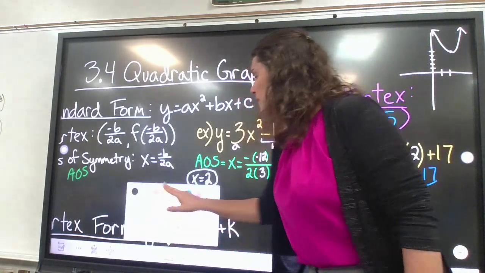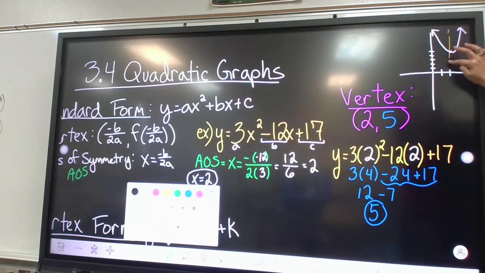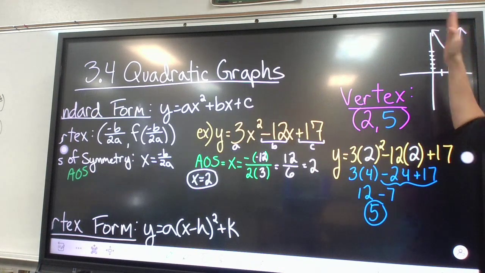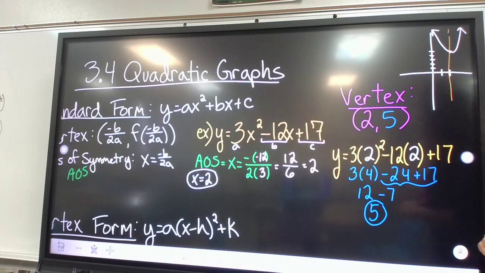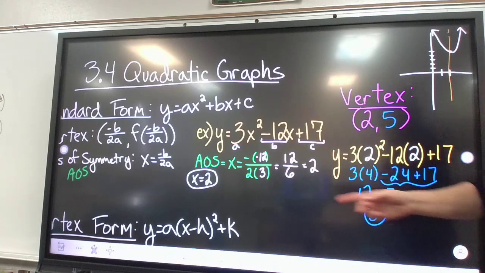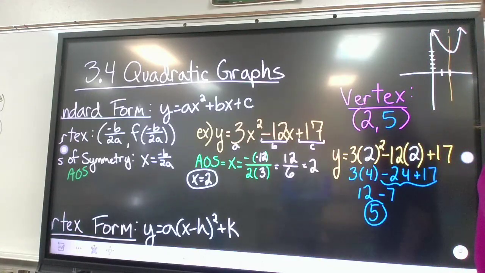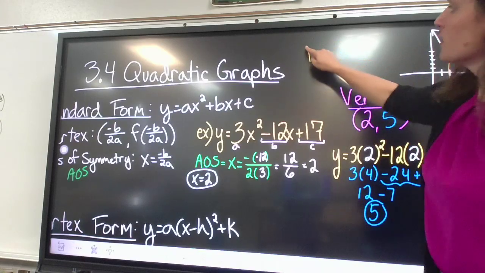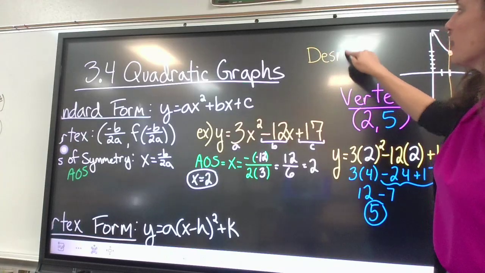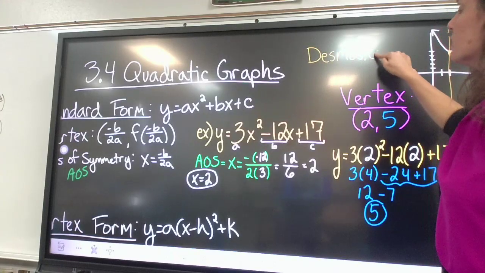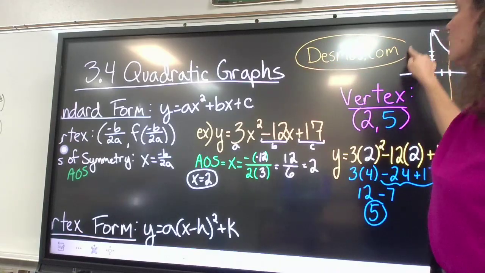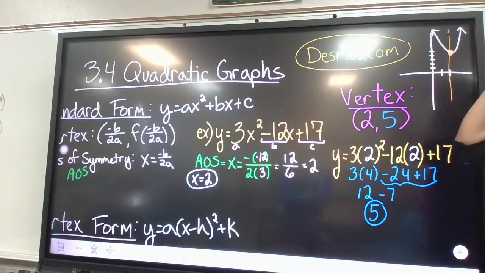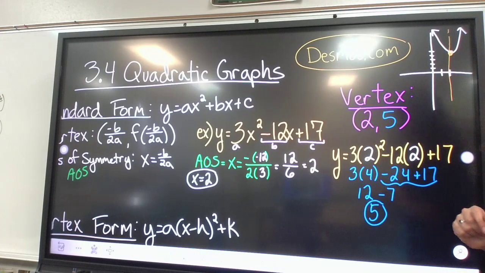Now, our axis of symmetry being at 2 as well means it always goes through our vertex. If we folded the graph on top of itself, it would be symmetrical. That's what this axis of symmetry means. So our vertex is the highest or lowest point, which for us is at 2, 5, and the axis of symmetry cuts that graph in half. If you're looking for a good website to graph online, because maybe you don't have a calculator yet, Desmos.com has a graphing calculator that is completely free, and I highly, highly recommend it.